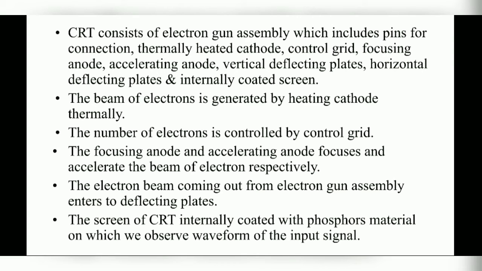The beam of electrons is generated by heating cathode thermally. The number of electrons is controlled by control grid. The focusing anode and accelerating anode focus and accelerate the beam of electrons respectively. The electron beam coming out from electron gun assembly enters the deflecting plates. The screen of CRT is internally coated with phosphorus material on which we observe the waveform of the input signal.